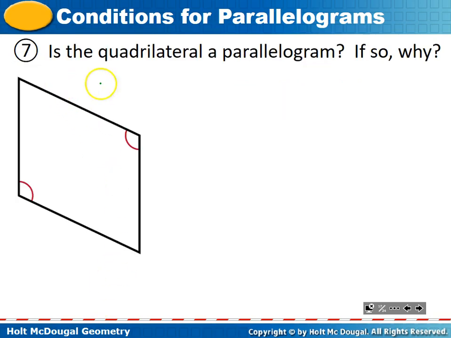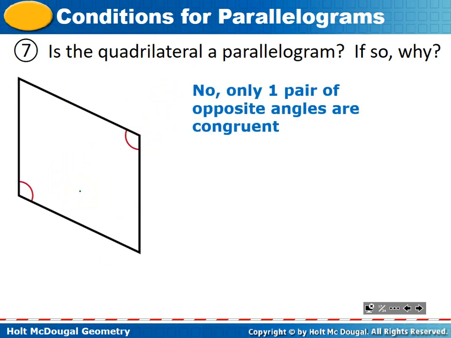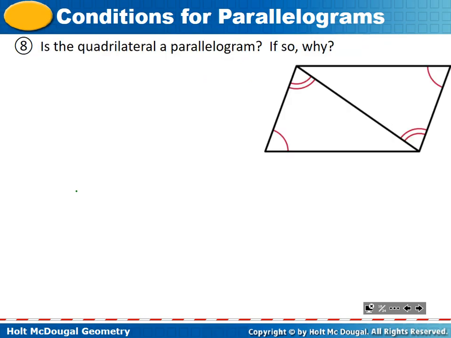Number 7, it says, is this quadrilateral a parallelogram? If so, why? Well, the answer to this is no. We only have one pair of opposite angles that are congruent, so we can't prove that this is a parallelogram.